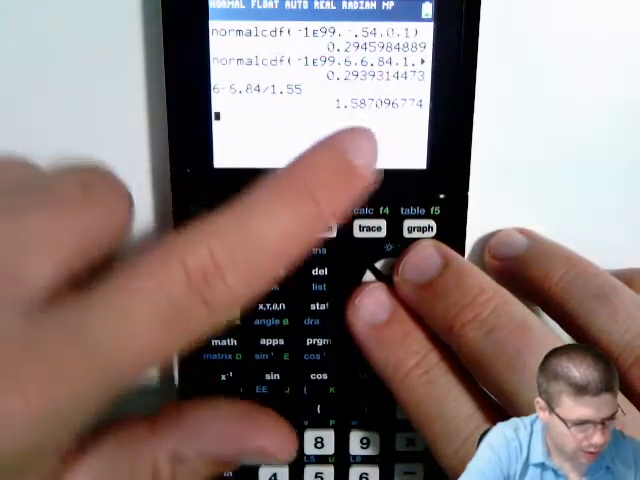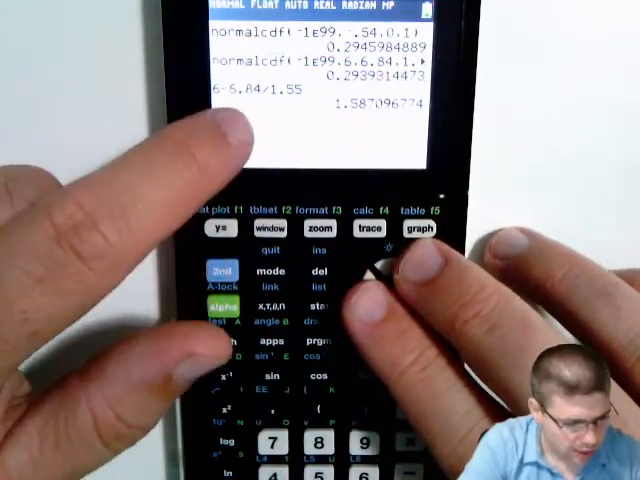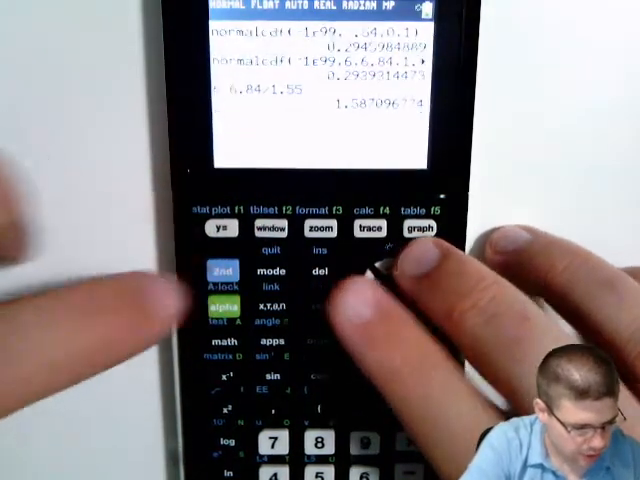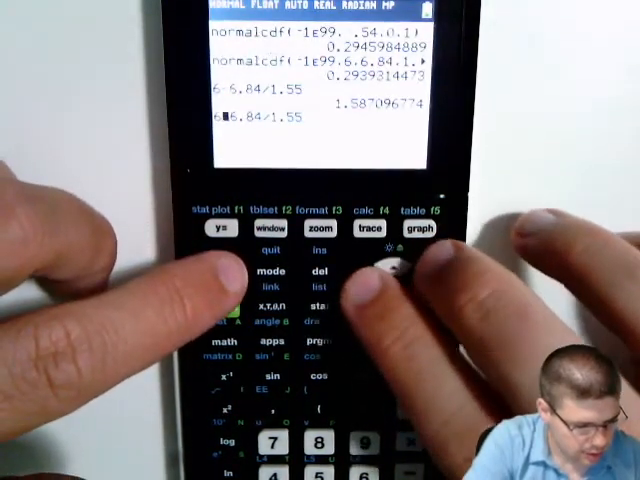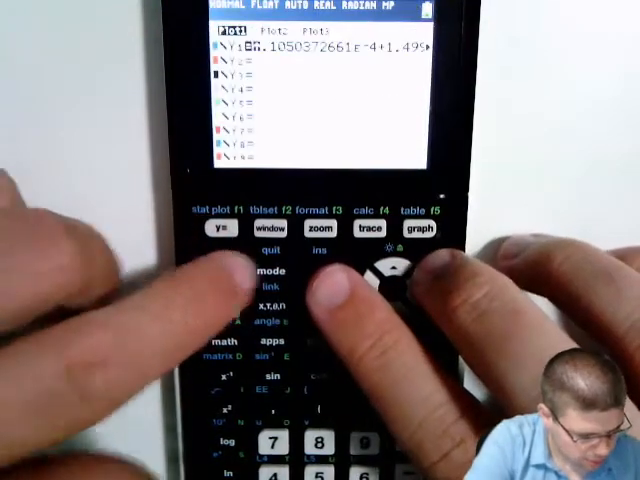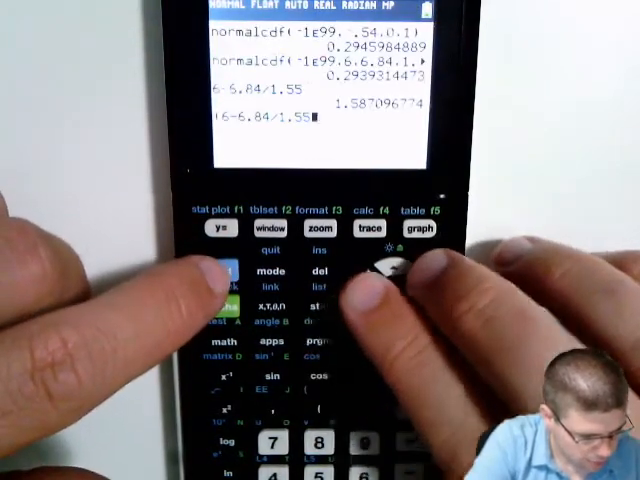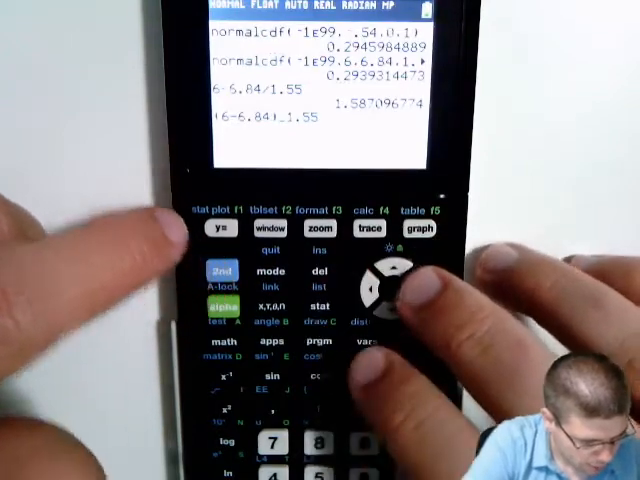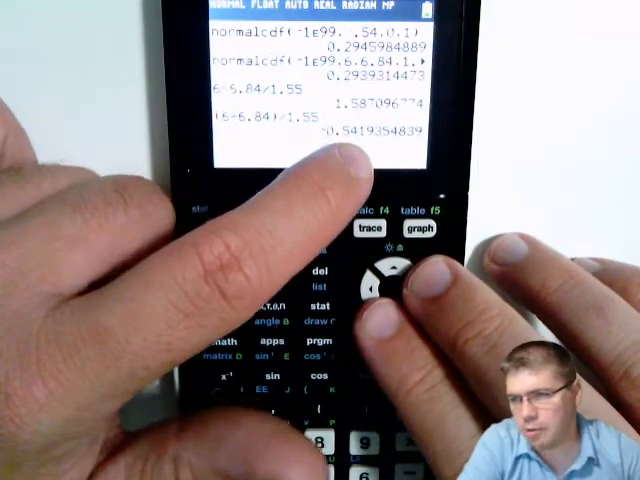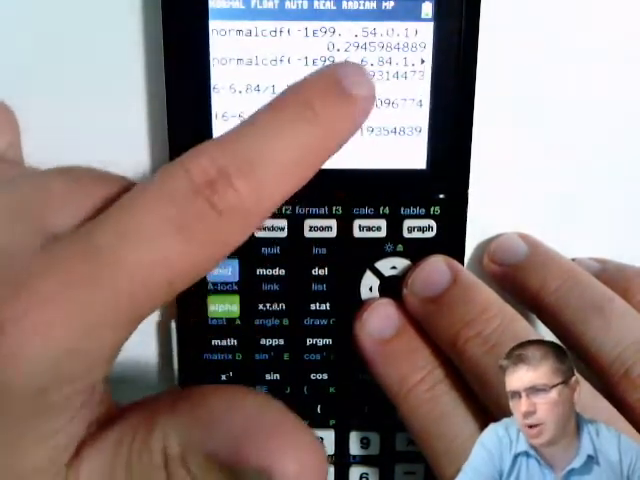I just made a common mistake. Don't do that. The way I typed it into my calculator, it did the division first. It does order of operations, so I forgot parentheses. Glad to show you that common mistake. Parentheses around that subtraction. Now we'll get, so that z-score was really not -0.54, it is this. And so that's why there's a discrepancy.